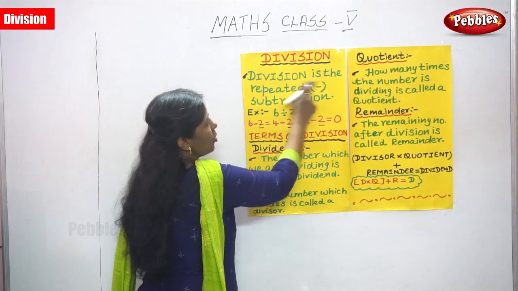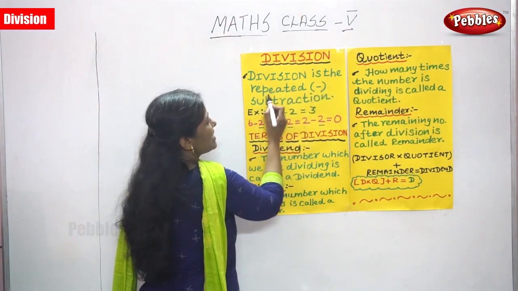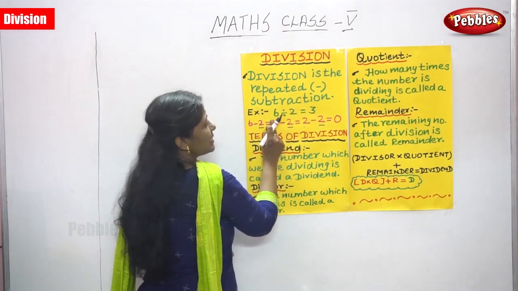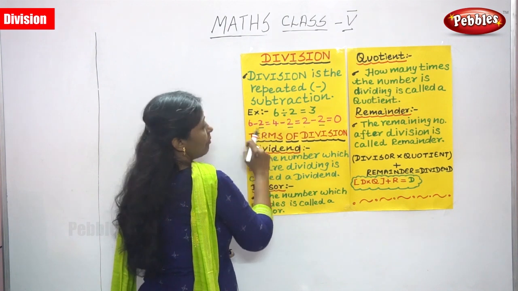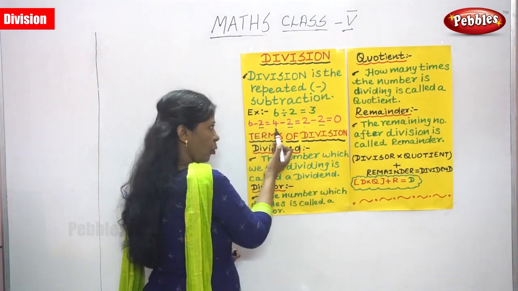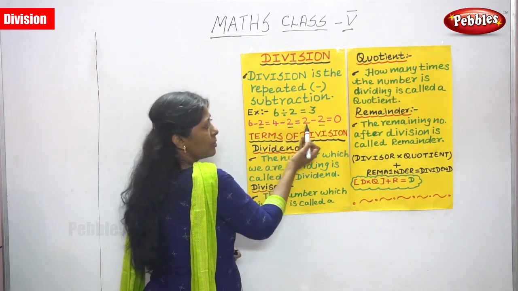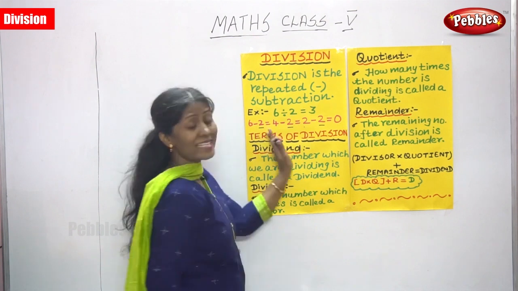So that is what the definition says. Division is the repeated subtraction. 6 divided by 2, we will get 3, or else while you go for the subtraction, 6 minus 2 is equal to 4, 4 minus 2 is equal to 2, and 2 minus 2 is equal to 0. So we will see some other sum.